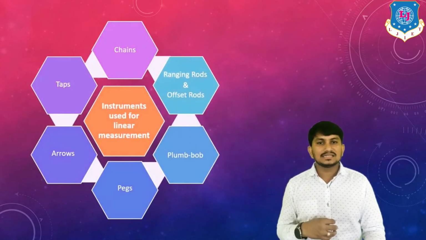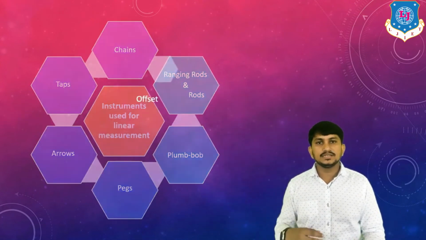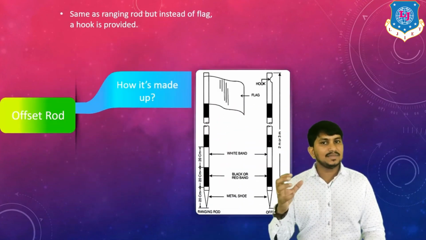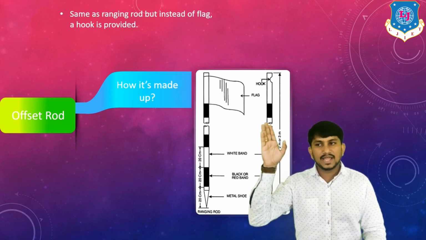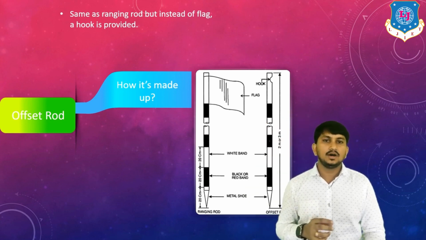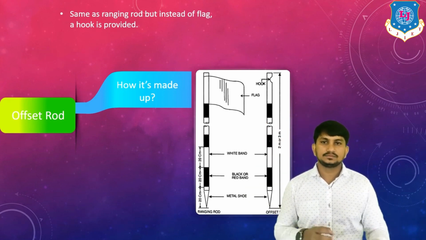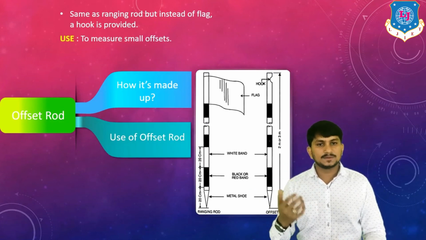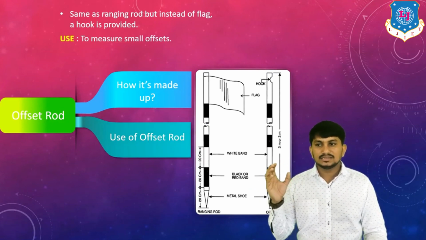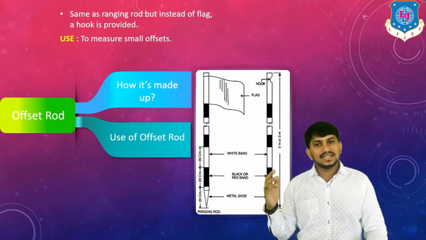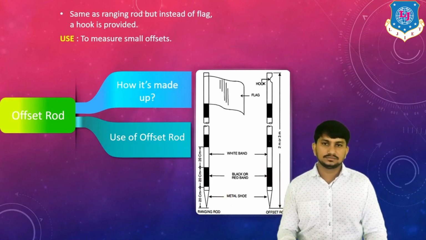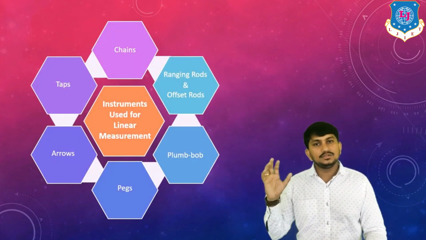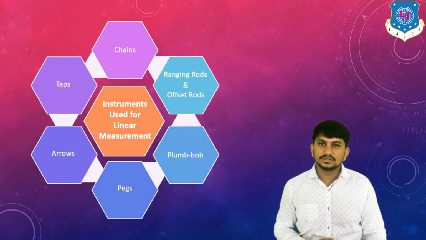Let's discuss the last instrument, which is offset rod. It is used for offsetting. It is same as ranging rod, but instead of a flag, one hook is there for pulling the chain. It is used for measuring small offsets. The size is same as ranging rod. This is all about instruments used in linear measurement.